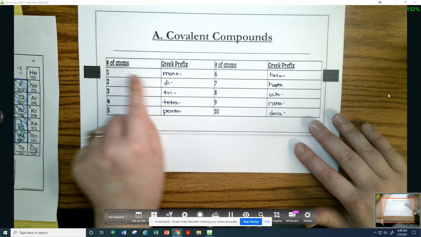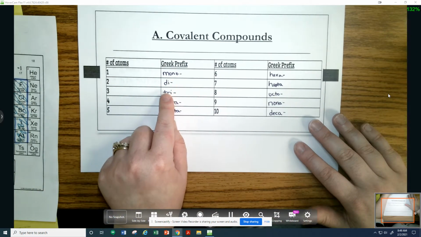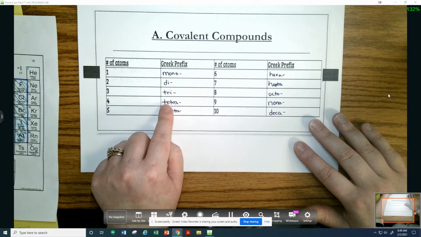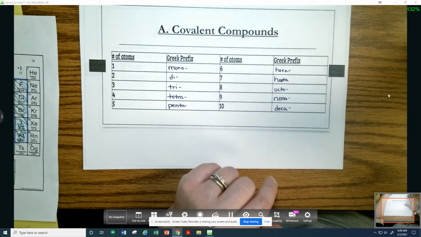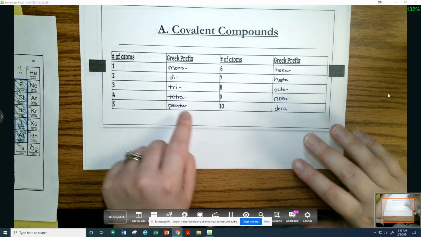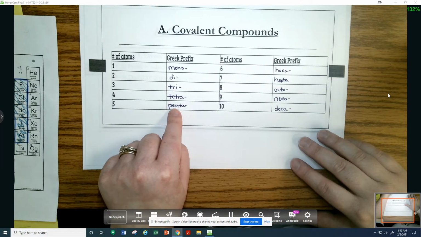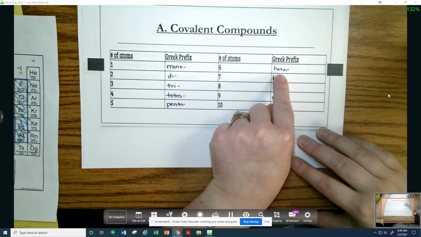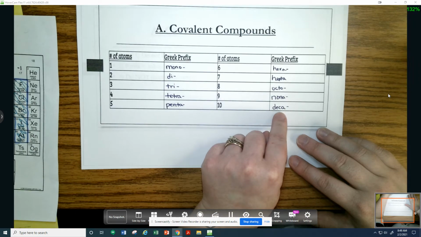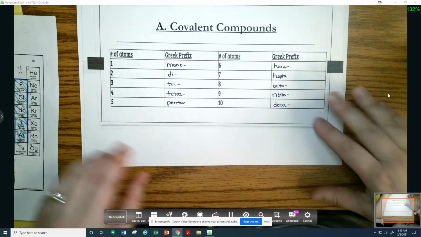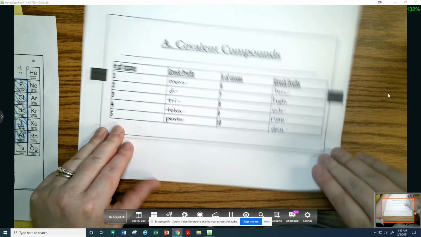So the prefix for 1 is mono, 2 is di, 3 makes sense with tri, 4 is tetra. If you've ever played Tetris, all of the blocks that drop are made of 4 smaller blocks if you pay attention, hence the name Tetris. Penta for 5, 6 is hexa, 7 is hepta, 8 is octo, 9 is nona, and 10 is deca. Some of those should make sense from geometry and things like a decade.